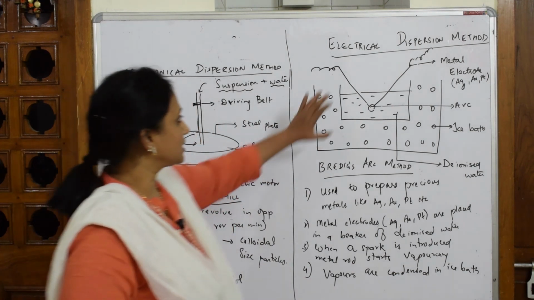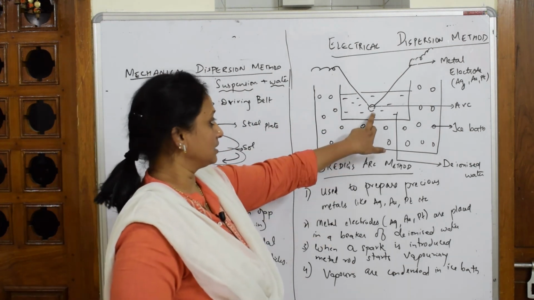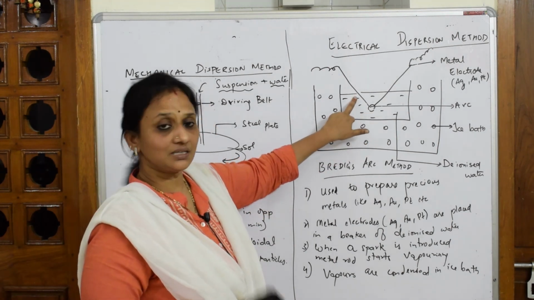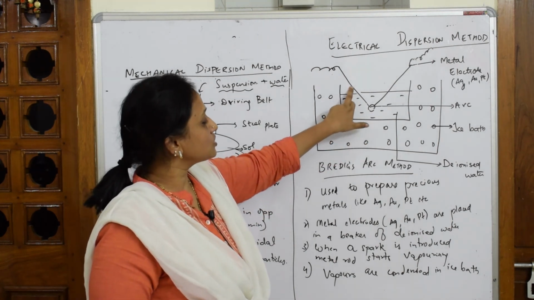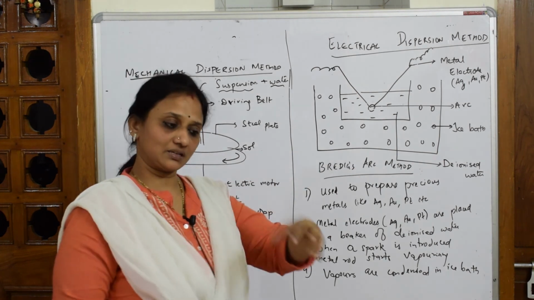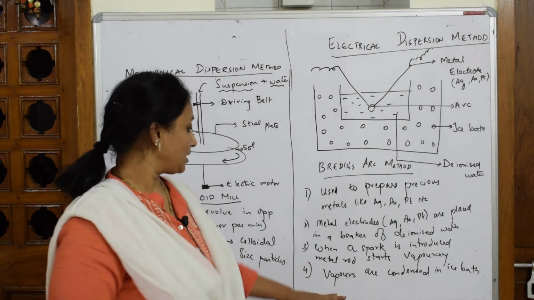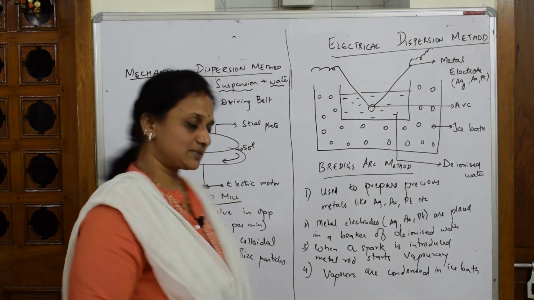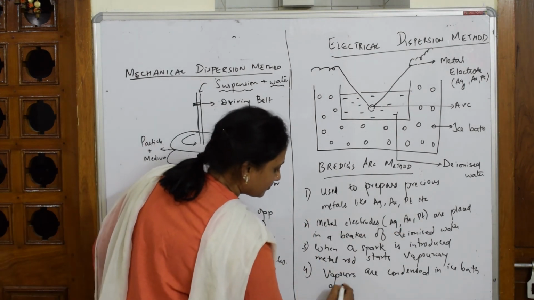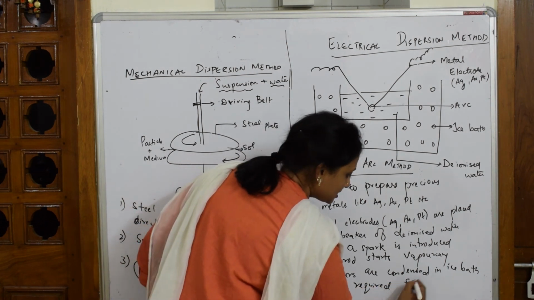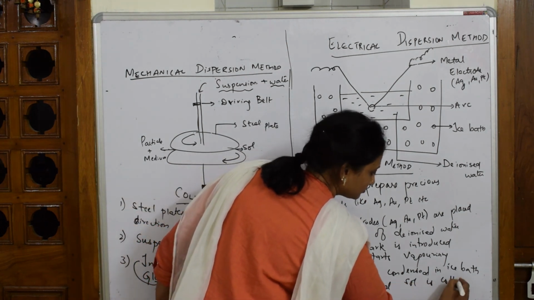So first I connected, then I supplied the external circuit in the form of an arc. Then these metals started vaporizing. To collect those vapors, I kept it in an ice bath. That is already kept in the ice bath so that the salts will not escape. Then the vapors are condensed in the ice bath, and the required salt is collected. That's it.